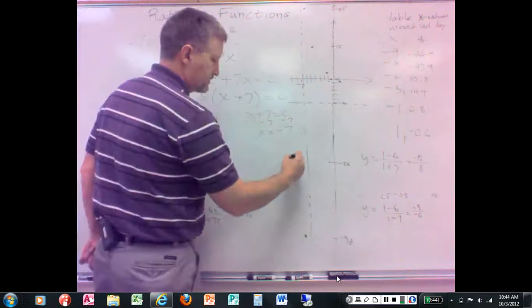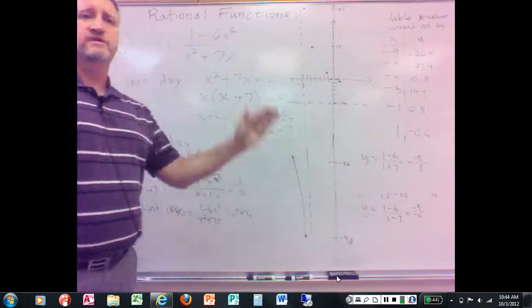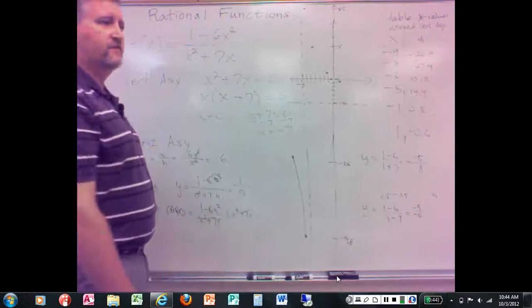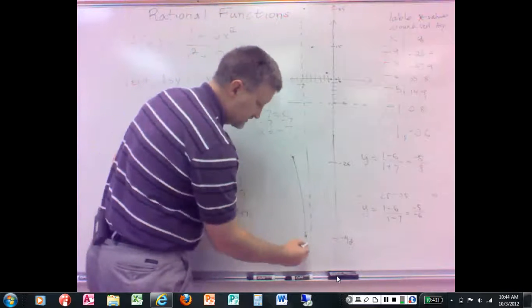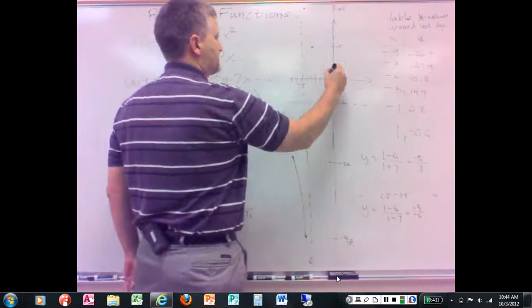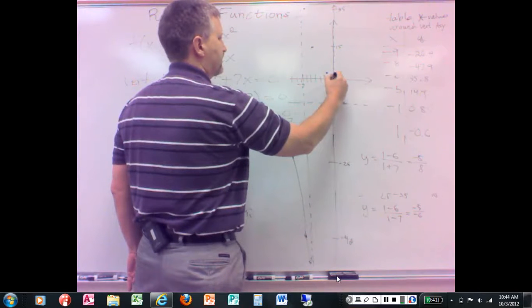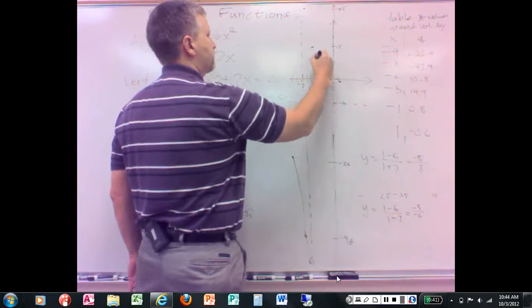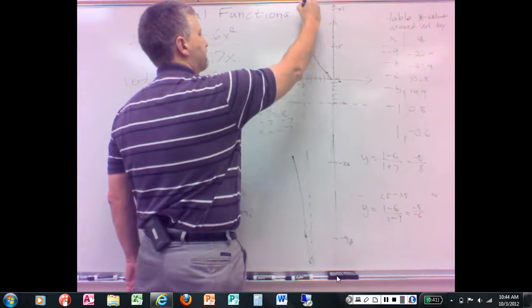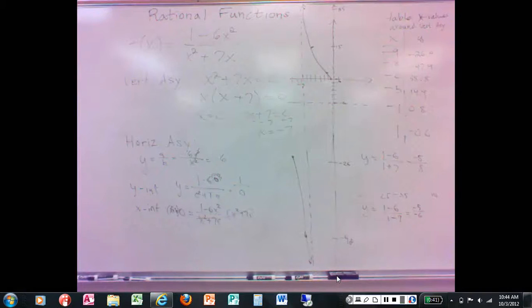All right, so these two connect up there. Like we said, at vertical asymptotes, it's either heading downward or upward. This one seems to indicate it's headed downward at the vertical asymptote on that side. On the left side, connect these points up. That looks like it's headed upward there. Easy call there.